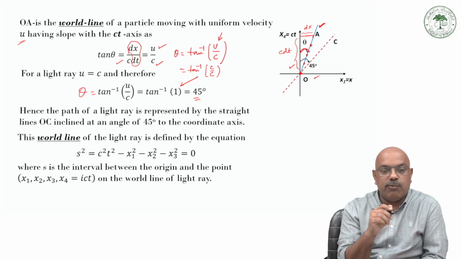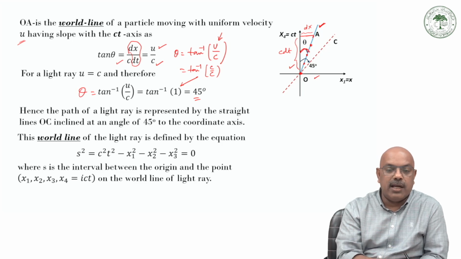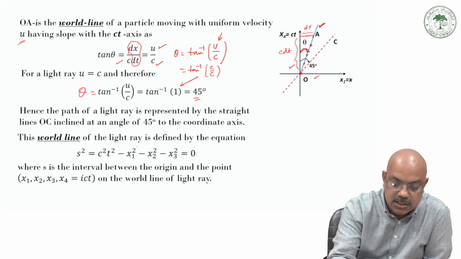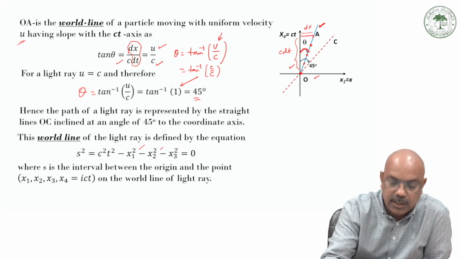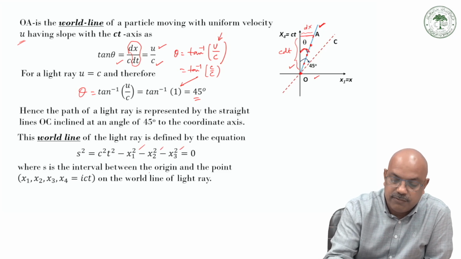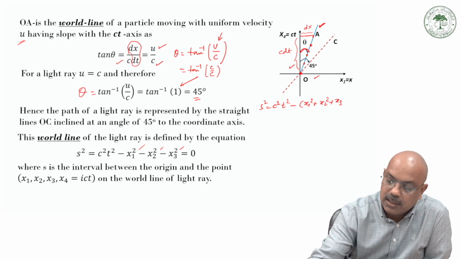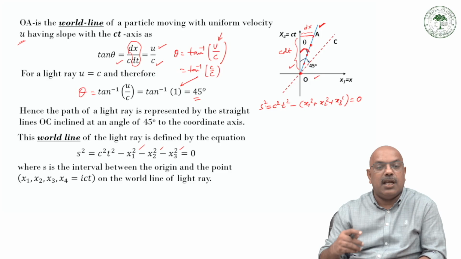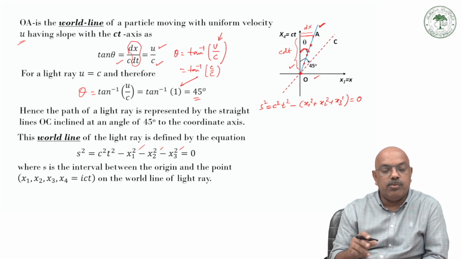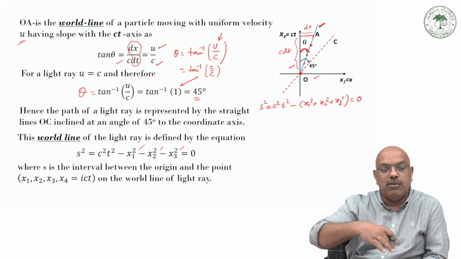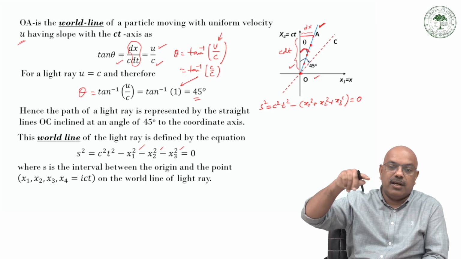This is very important: the world line of a light ray is defined by the equation s square equals c square t square minus x1 square minus x2 square minus x3 square. That is, s square is going to be 0, where s is the interval between the origin and the point x1, x2, x3 on the world line of the light ray.